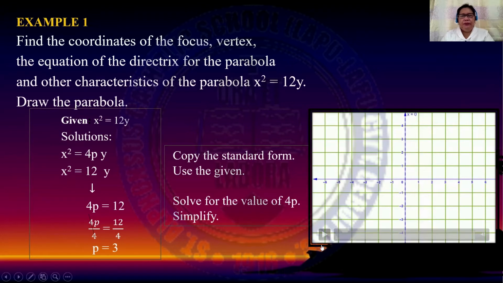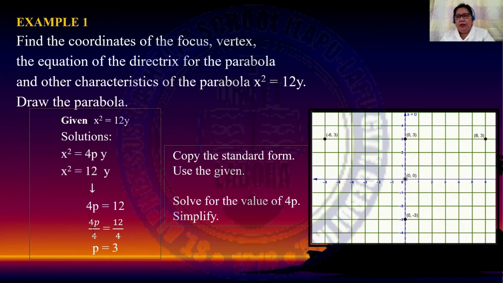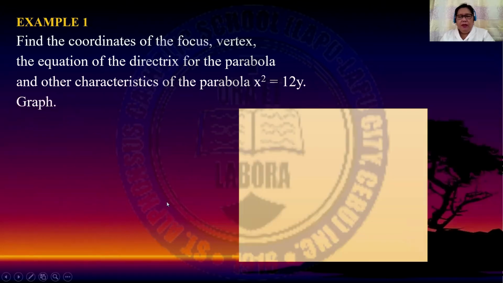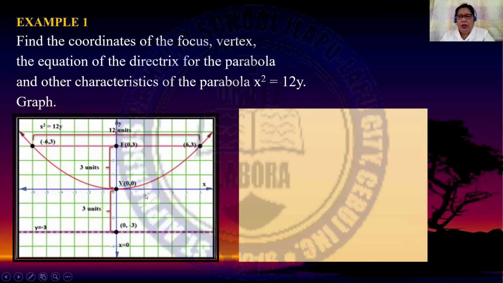For the graph, you watch this video. So you have the vertex, count 3 units up, that's the focus, 3 units down, and then you draw the endpoints of the latus rectum, then draw the parabola, then draw the latus rectum, and last is you draw the directrix. And see to it that you are going to label properly your graph.